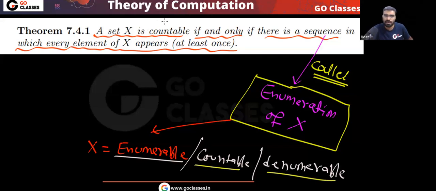A set is countable if and only if there is a sequence in which every element of X appears at least once. This type of sequence will be called enumeration, and this X will be called enumerable or countable or denumerable. Now let's see some questions.